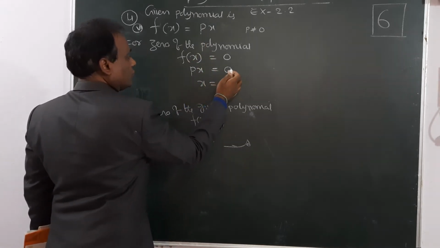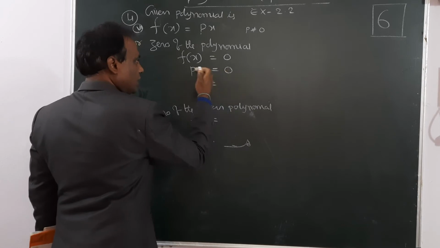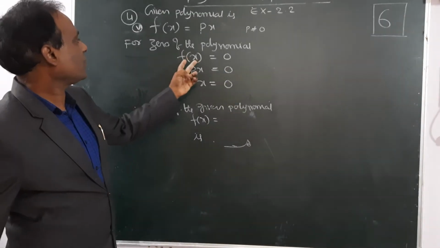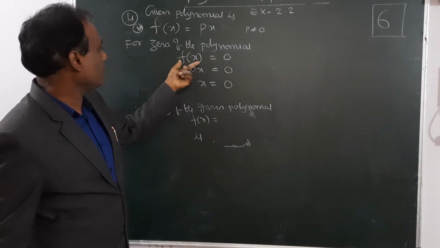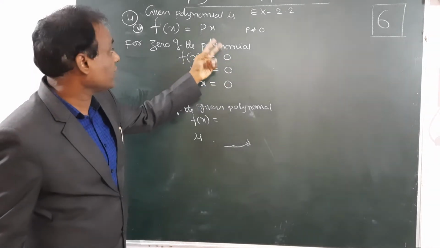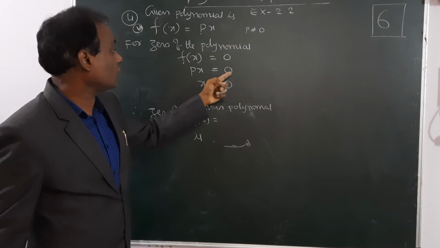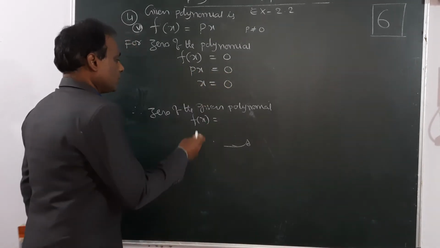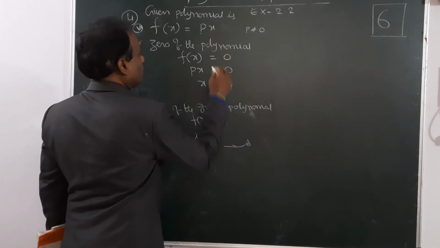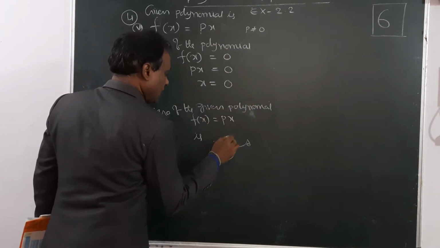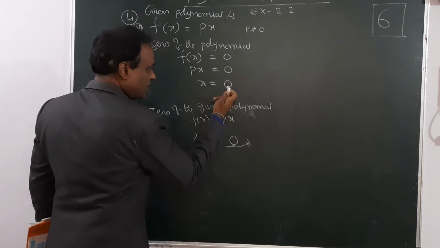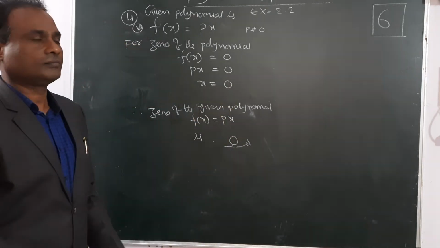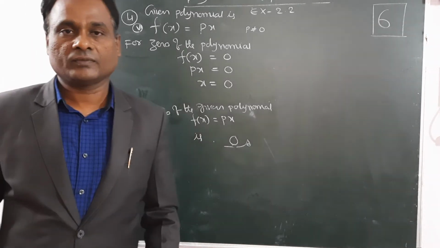x is equal to 0 by p. 0 by anything is 0. f of x should be equated to 0. The given polynomial is px, px is equal to 0, x is equal to 0 by p, which is 0. So the 0 of the given polynomial f of x is equal to px is 0. Answer is 0. This x value is the answer. Write down.